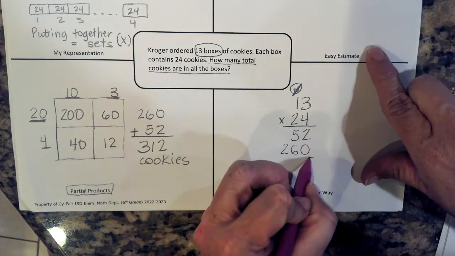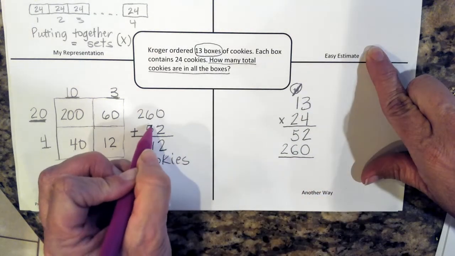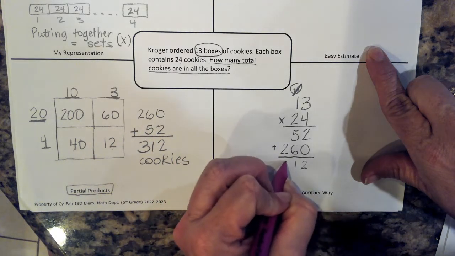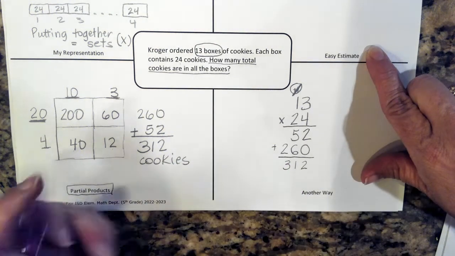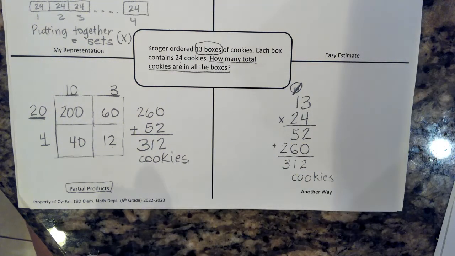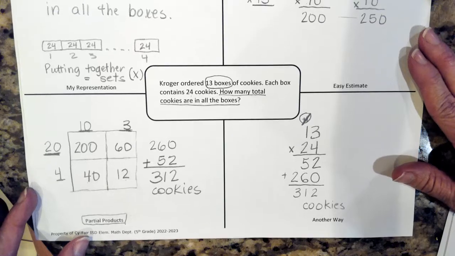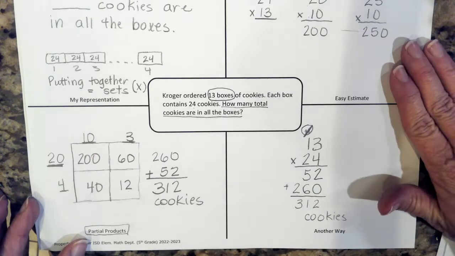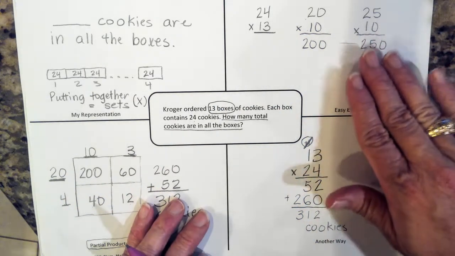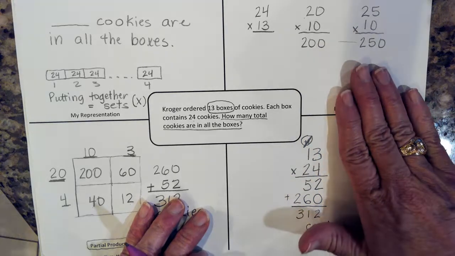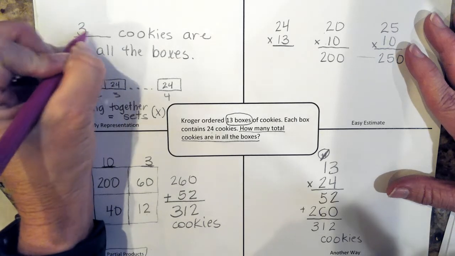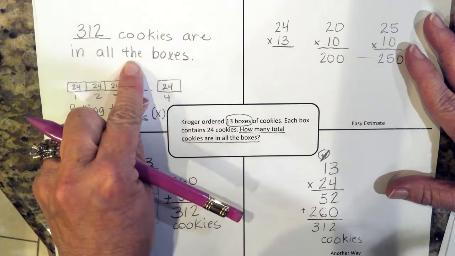So now I have two partial products. Look at that. They're the same ones that I had over here. And I'm going to put them together, and when I do, I get the same answer. I get 312 cookies. So I can go back to my estimate and think about, is this reasonable? Well, we know that 312 is reasonable compared to 250 because we decided that this was a low estimate. And I can go back to my question and say 312 cookies are in all the boxes.